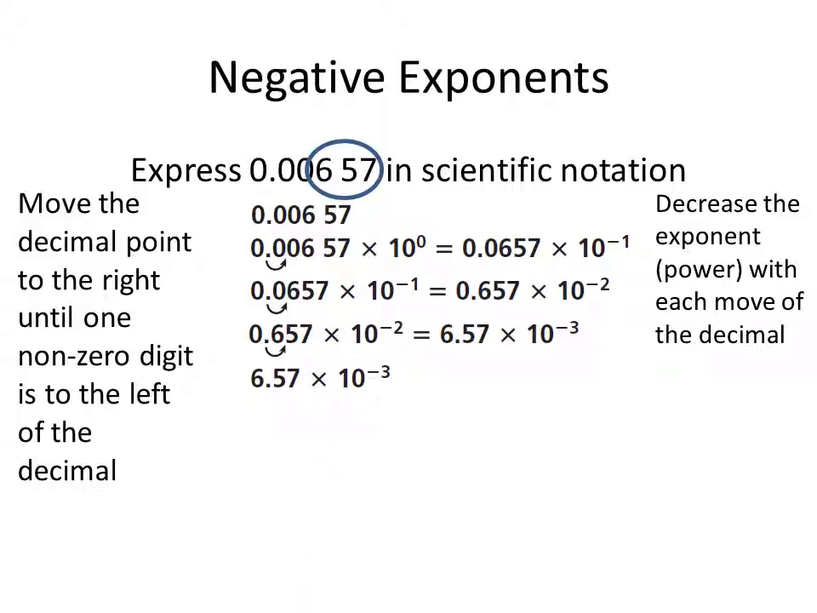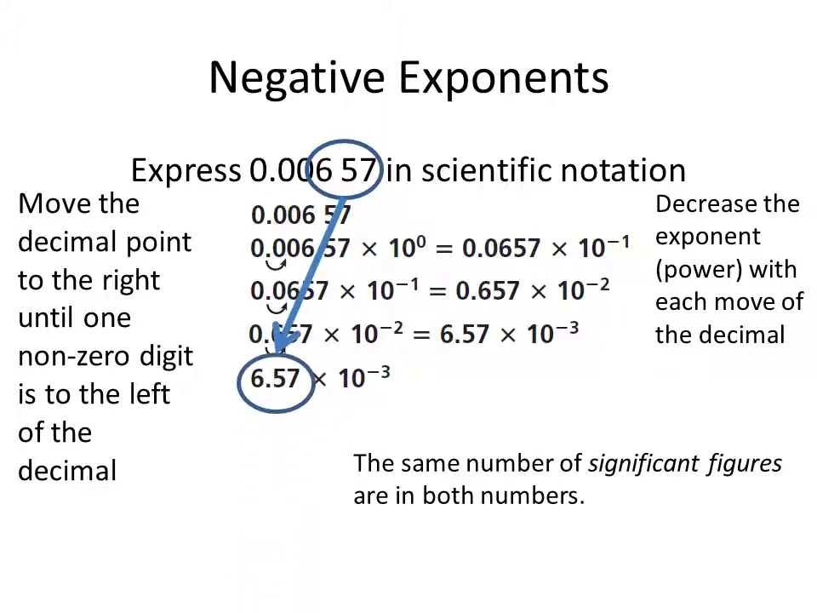Again, there are 3 significant figures in this number that we started with. Those 2 zeros after the decimal point are not significant, so they don't appear in the final number. The same number of significant figures appear both in the original number and in the scientific notation.